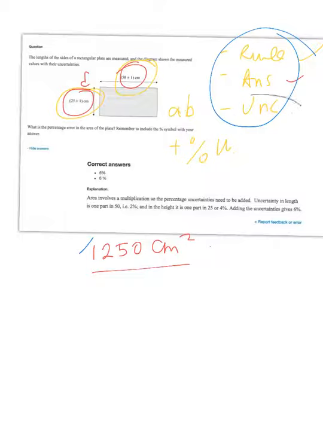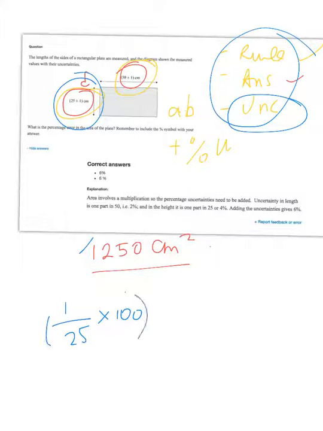And that percentage uncertainty can be found just by working out 1 over 25 to give you the percentage error in this value, times 100, of course. And then you would add it to the percentage error in this distance, which is 1 over 50 times 100. And that should give you 6%.